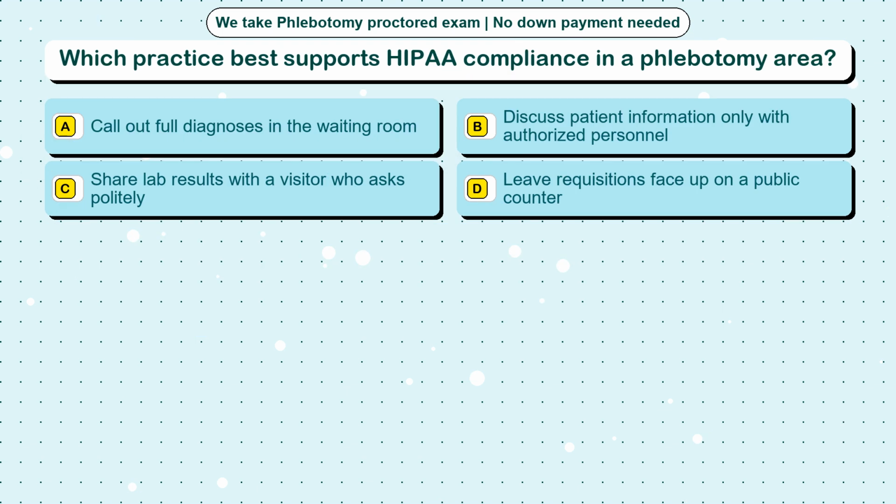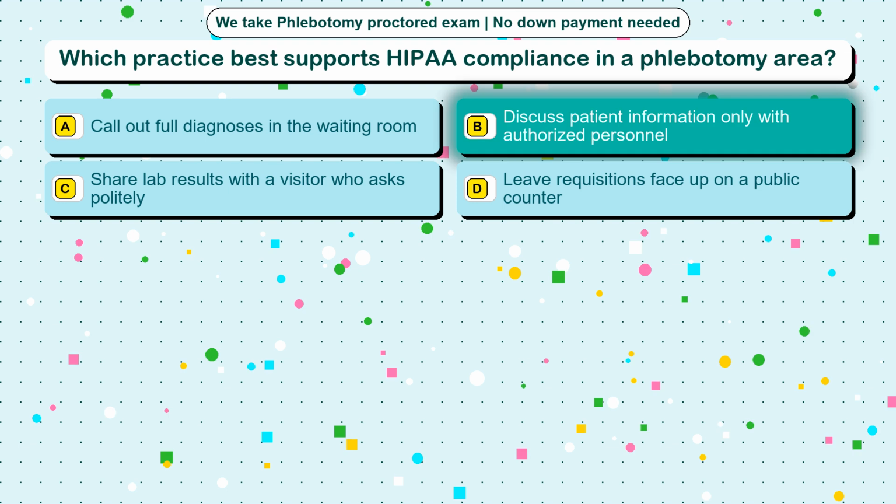Question 42. Which practice best supports HIPAA compliance in a phlebotomy area? Option A. Call out full diagnoses in the waiting room. Option B. Discuss patient information only with authorized personnel. Option C. Share lab results with a visitor who asks politely. Option D. Leave requisitions face up on a public counter.